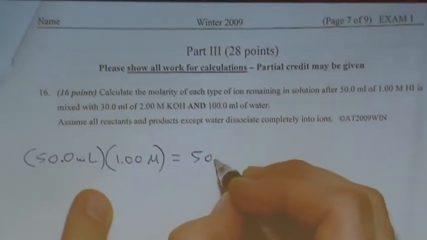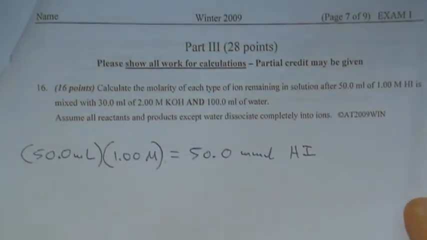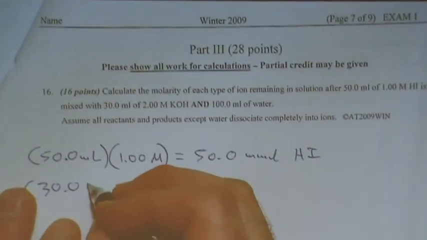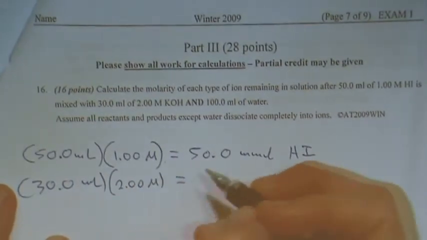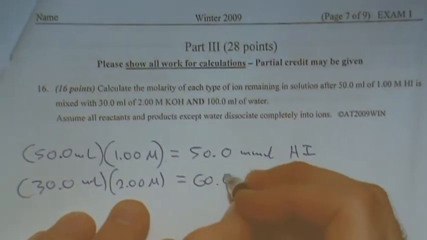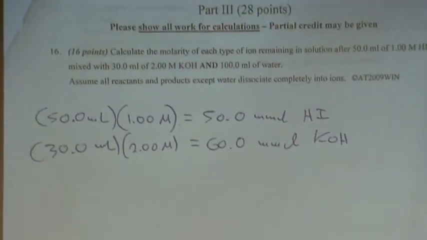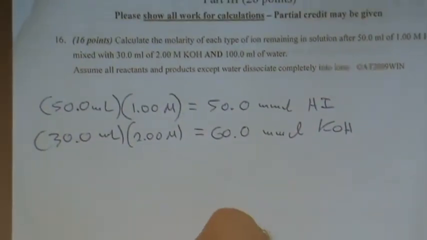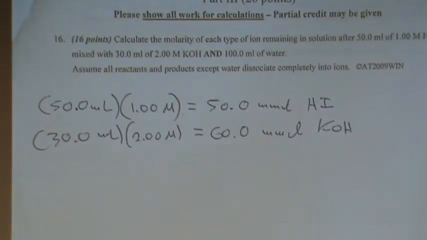So we're going to have 50 what? Millimoles of hydrogen iodide. The same thing you can do for the other reactant. 30 milliliters times 2 moles per liter molarity. That will give you the number of millimoles of potassium hydroxide. Okay? So now we react these two things. We put them together. This is an acid that produces hydronium ions, right? This is producing OH minus. And you know we already talked about it, right? You can consider it as H plus and OH minus will give you water. 1 to 1 to 1.